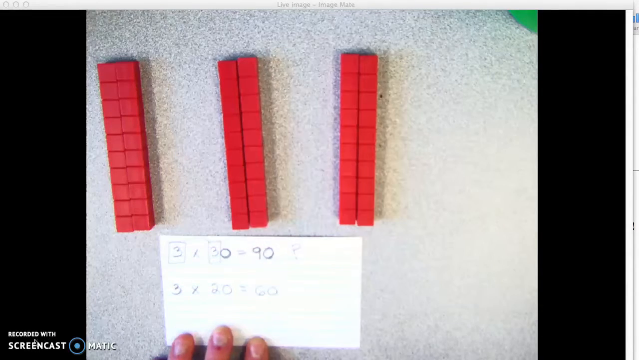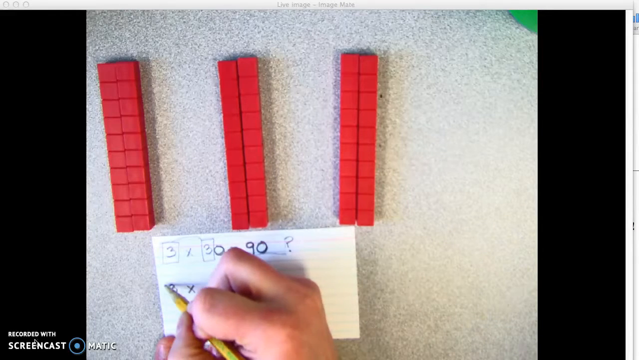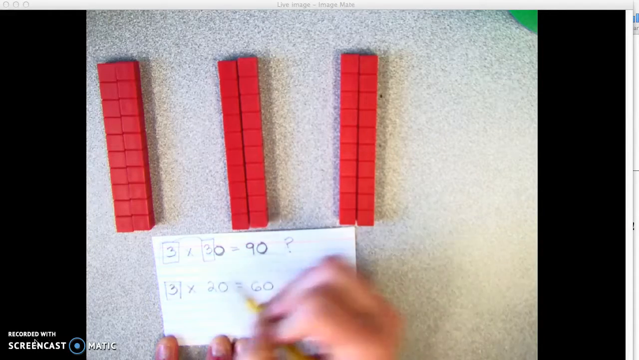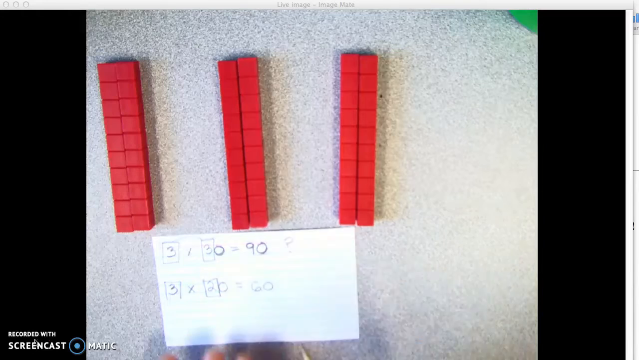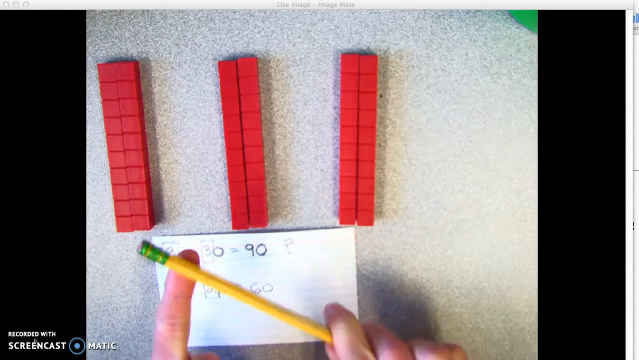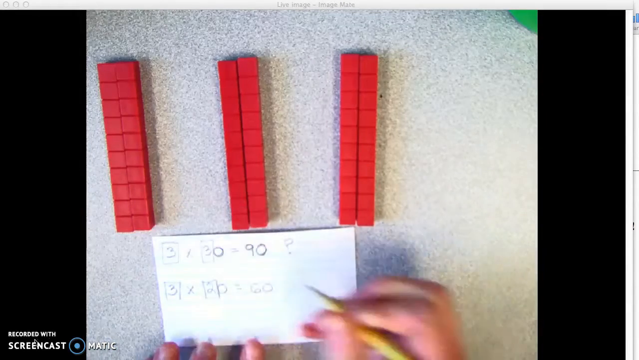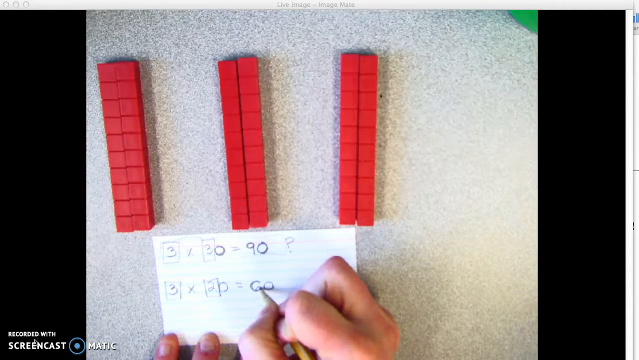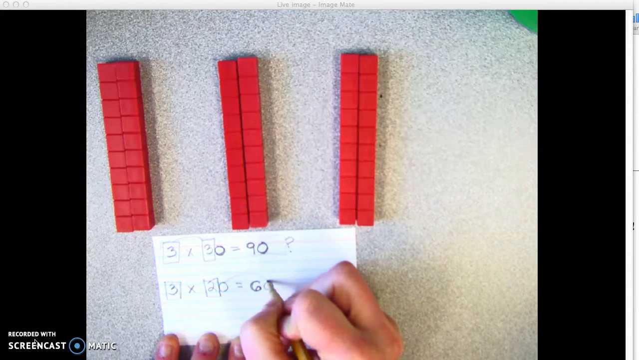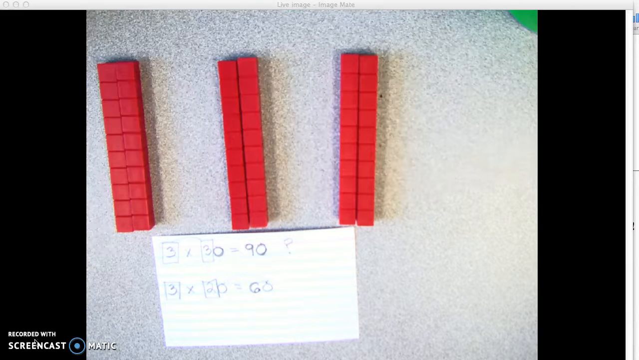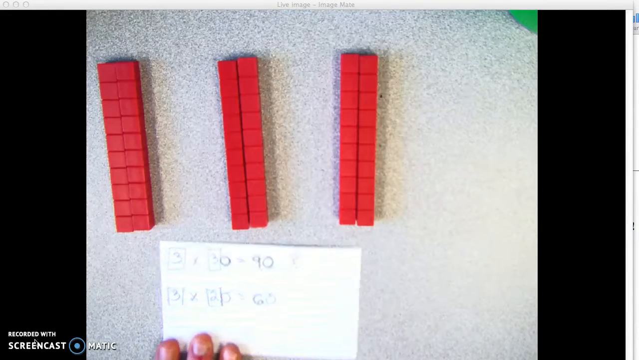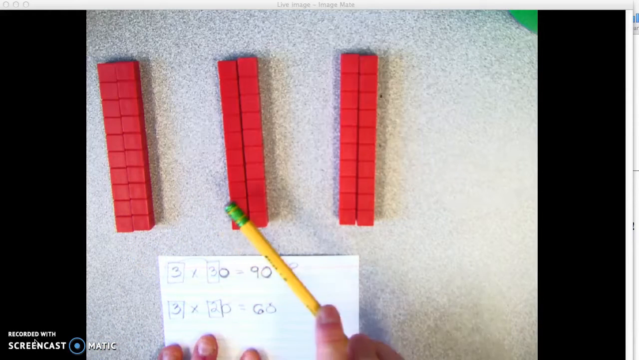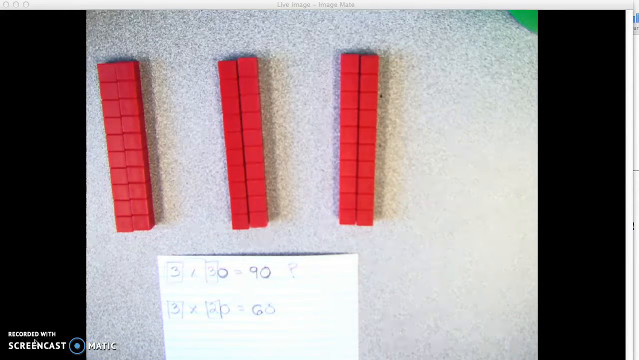Does that same pattern hold true for the next? Here's my basic fact. 3 times 2. Counting by threes, 3, 6. 3 times 2 is 6, and then I can put my 0 in the ones place after, because I have 6 tens. And isn't that true? I have 1, 2, 3, 4, 5, 6 tens.